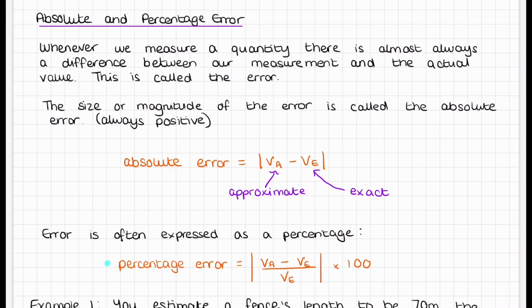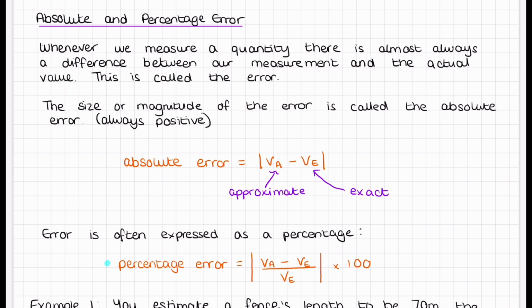So on with some more on approximations and error, absolute and percentage error, which comes up a fair bit in an IB exam. Whenever we measure a quantity, there is almost always a difference between our measurement and the actual value. This is called the error. So the size or magnitude of the error is called the absolute error, and it's always positive. And what makes it always positive is these straight lines either side of the equation.